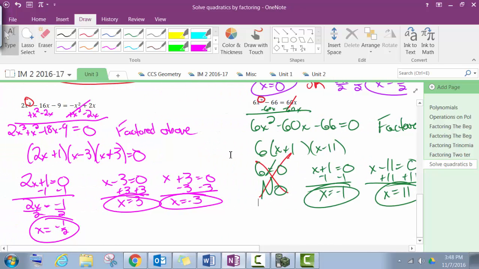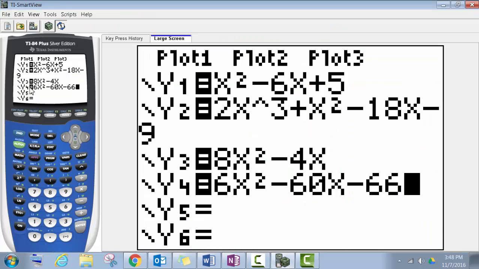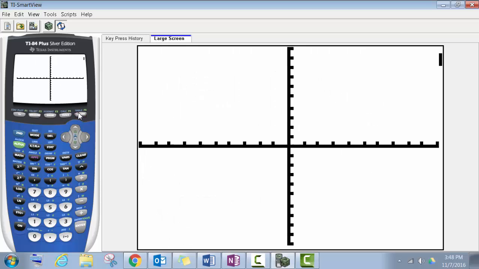And now we can check this. If we look at our graphs, I plugged all these in. I don't want to look at all of them at the same time. That'd be crazy. So if I look at my first graph, where are my zeros? 1 and 1, 2, 3, 4, 1 and 5.